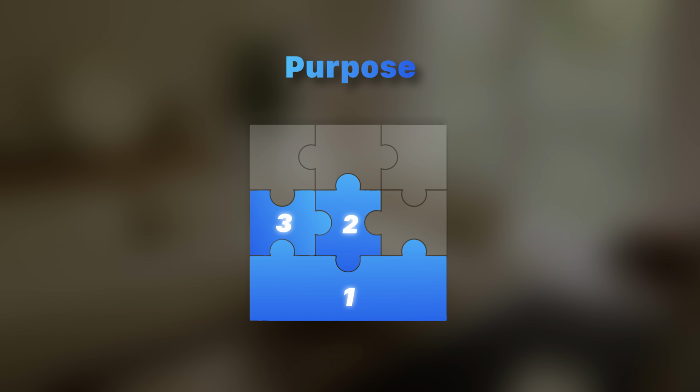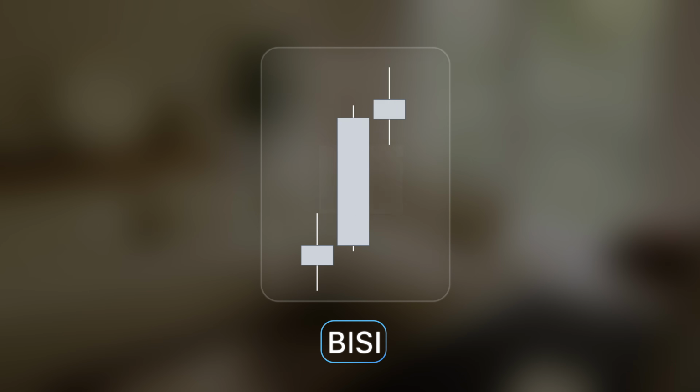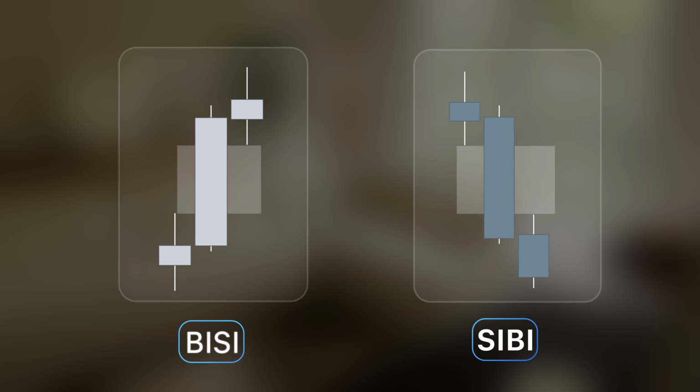Now we'll touch on that in just a second, but first we need to move on to piece number 3, the purpose. So what is the purpose of this fair value gap and why is it important and why can we use it to trade? So remember in piece number 1, the different names that we mentioned. Now we want to understand them a little bit better. We mentioned busy and sibby, and they are opposites of each other because busy refers to a bullish fair value gap and sibby refers to a bearish fair value gap.